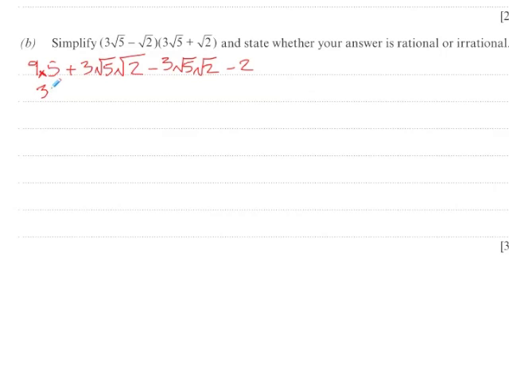Simplifying that, we've got 45, and these cancel out. Minus, I should say 45. 5 times 9 is 45, and 45 minus 2 is 43, and that's your answer. This is a very simple number. So it's a rational number.